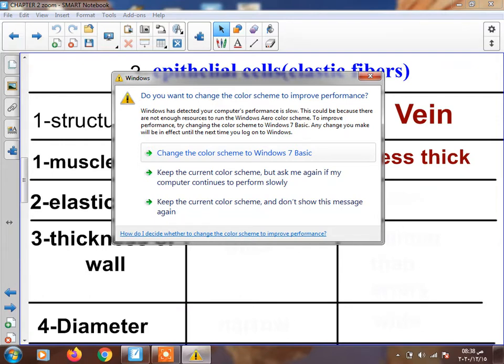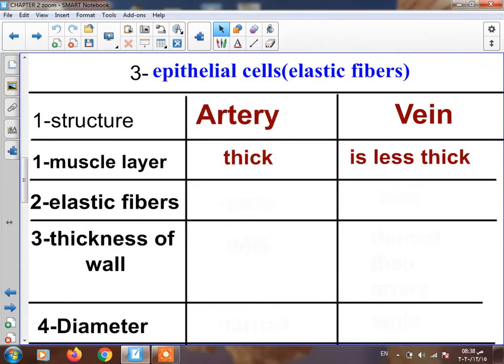I ask you the same question. Does the blood move in any vessel, artery or vein, by more speed? Of course artery.